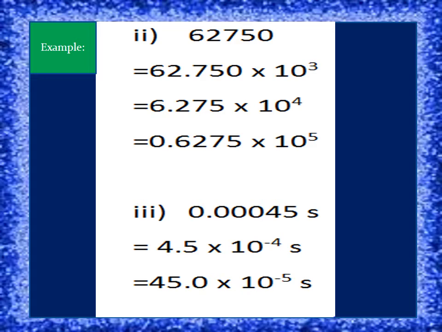We move our point up to 4 places, then we represent it in power of 10 as 10 raised to power minus 4 seconds. Okay, so you can also write it as 45.0 multiplied by 10 raised to power minus 5 seconds. But keep in mind, both these answers are correct, but the standard form is the first one, 4.5 into 10 raised to power minus 4 seconds.